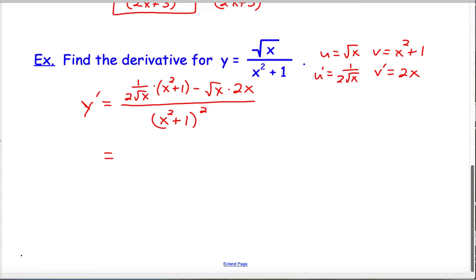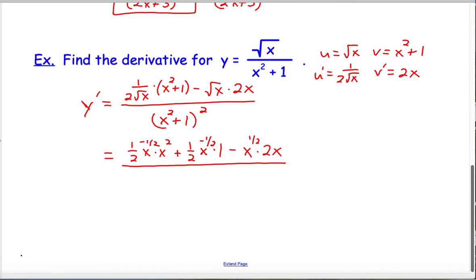So what do you have? You have 1/2, and then you have x to the negative 1/2 times x squared. And then plus 1/2 x to the negative 1/2 times 1. And then minus, let's just leave it in the order that it's showing, x to the 1/2 times 2x. And sometimes you have to play around with it if you don't see it ahead of time.